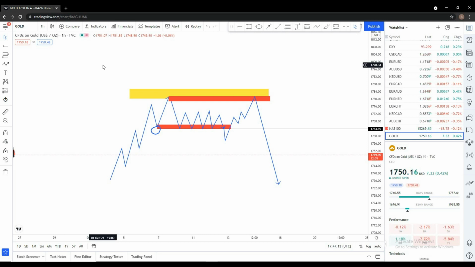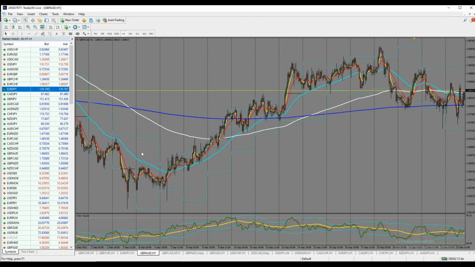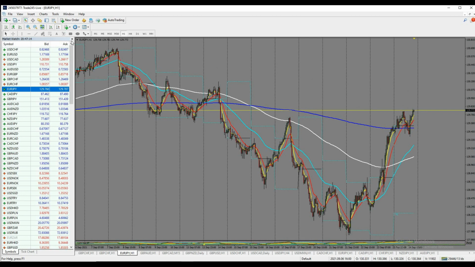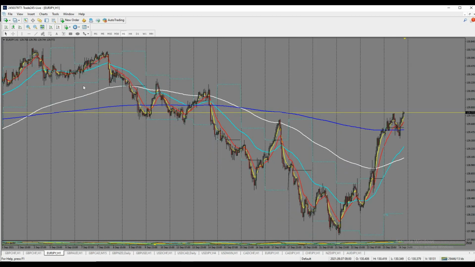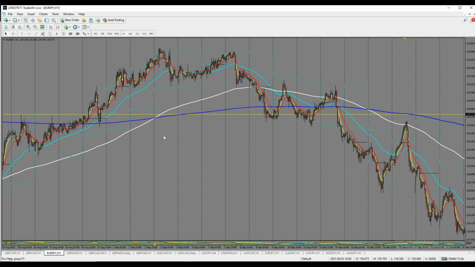But if you put some back test into it, trust me, you will love the results of this. So let's get right into the charts. I'll use MC4, and we can just go on random pairs. But remember, you cannot just find this everywhere. You need to be very, very selective, guys.